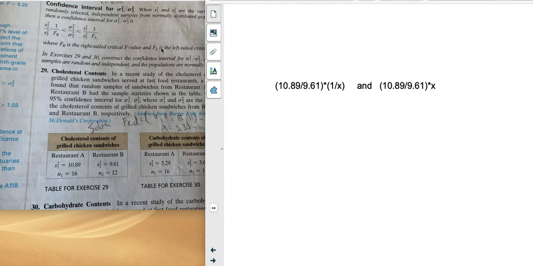This time I have it times x. I know it says 1 over the left tail, but we're going to skip a step. If you remember from the last problem, we take the reciprocal to find the left tail. Well, it'd be the reciprocal of the reciprocal, which is just going to be x. Anyways, this is the formula. I'll go through this problem to show you how to do this.